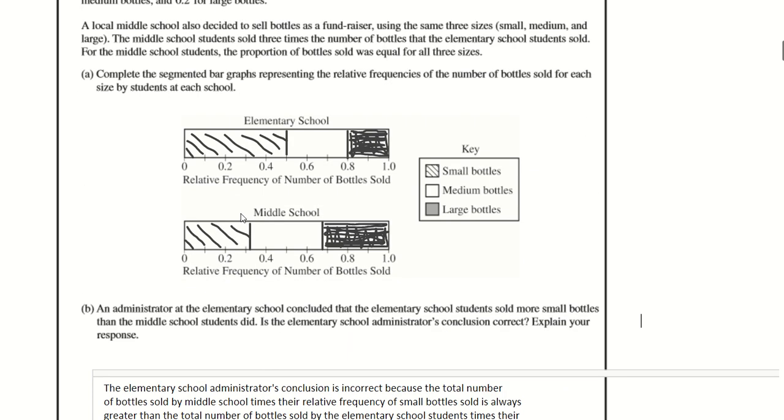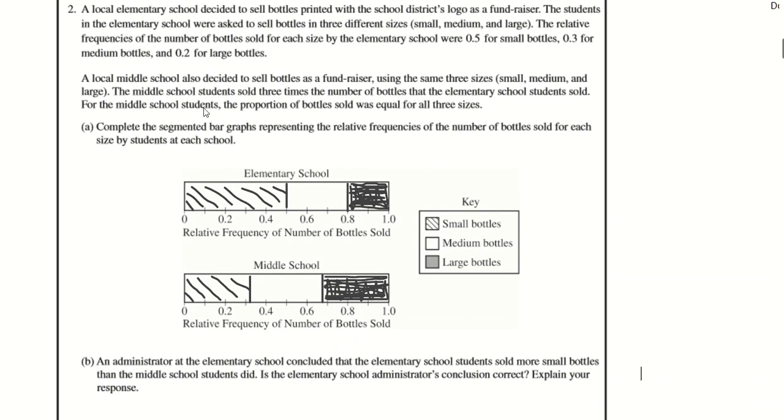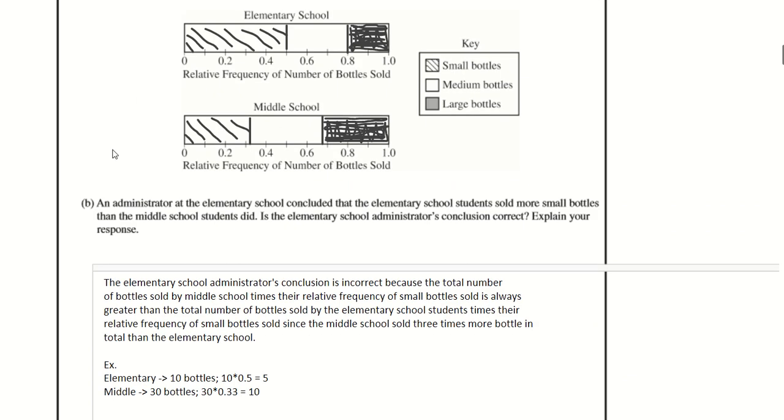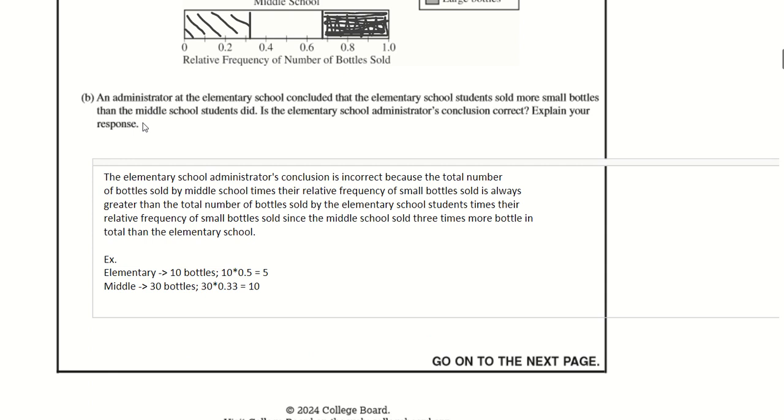And then for middle school, I just divided the bar into thirds. And the reason I did that is because in the problem, it said for the middle school students, the proportion of bottles sold was equal for all three sizes. And for part B, it's asking if the elementary school administrator's conclusion that elementary school students sold more small bottles than middle school students is correct. And my response is that the conclusion is actually incorrect because the total number of bottles sold by middle school students times the relative frequency of small bottles is always greater than the total number of bottles sold by the elementary school students times the relative frequency of small bottles sold.